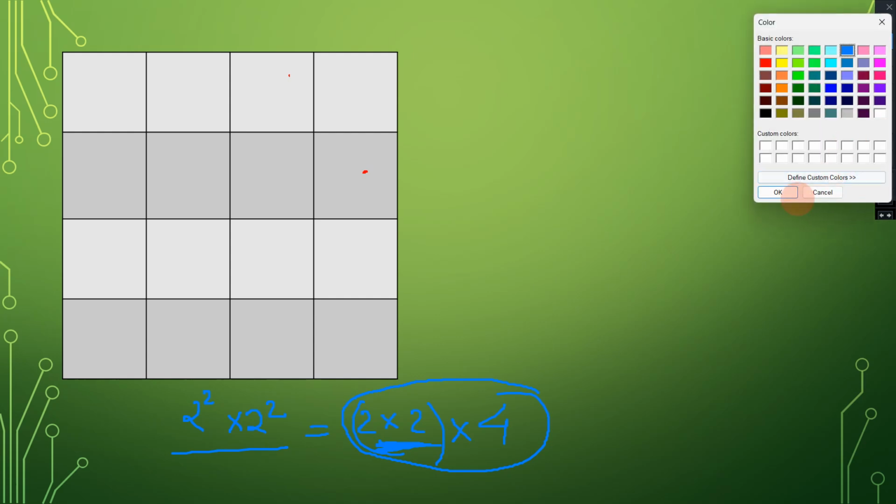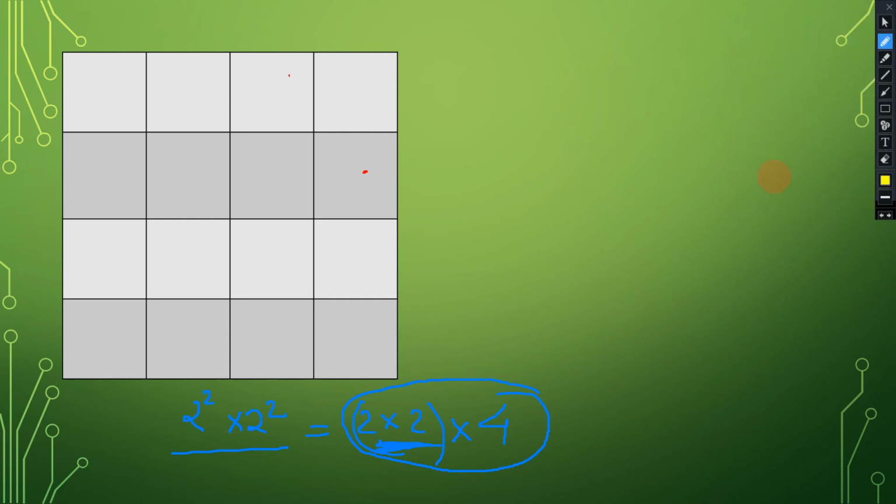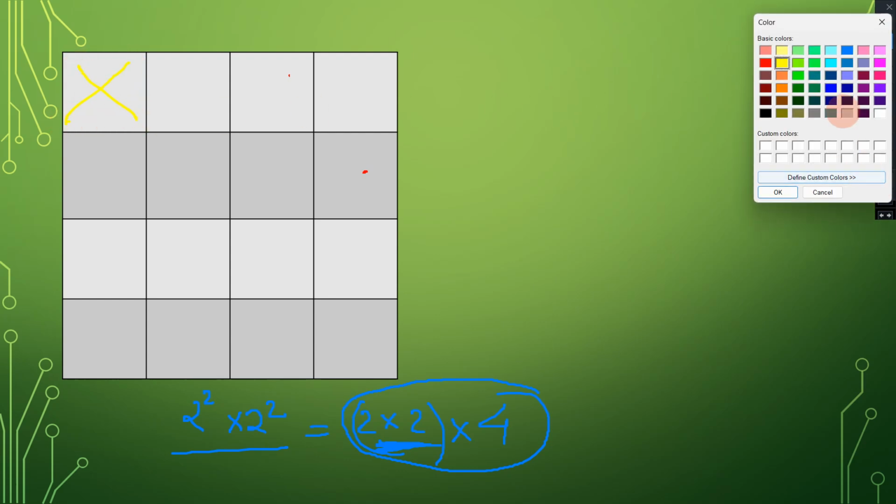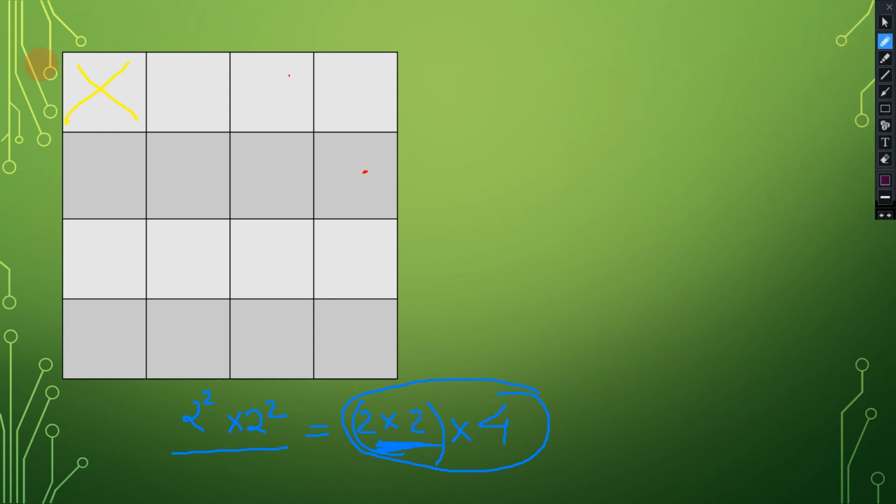Okay, so I'll change the color maybe to yellow. In this 4 cross 4 board, what I do is I remove any of the squares. I will remove this corner square, for example. This square we are removing. Okay, so can we cover this 4 cross 4 board using triominoes? So we broke the question.